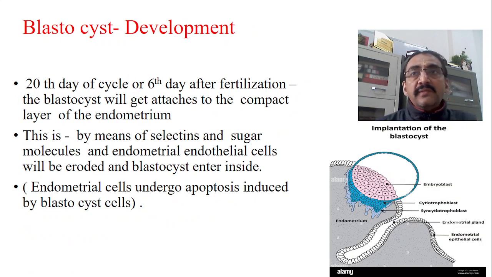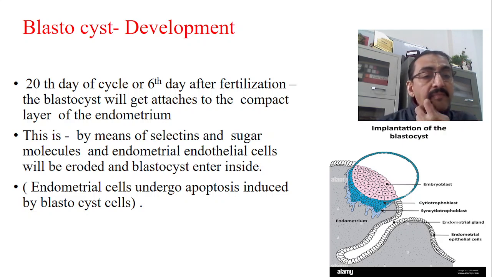Now the endometrium is ready to receive the blastocyst, which will come on the 20th day of the cycle, or the 6th day after fertilization. The blastocyst will get attached to the compact layer, the uppermost layer of the endometrium, as you can see in this figure. How does it attach? This is by means of selectins and sugar molecules. They attach and then erode the endothelial cells, and the blastocyst now enters inside, as seen in this figure.